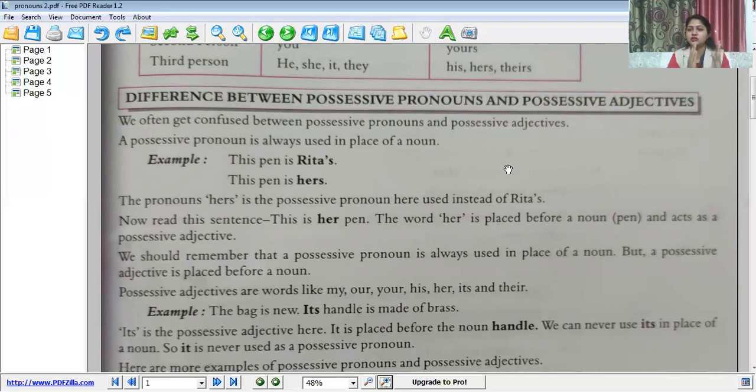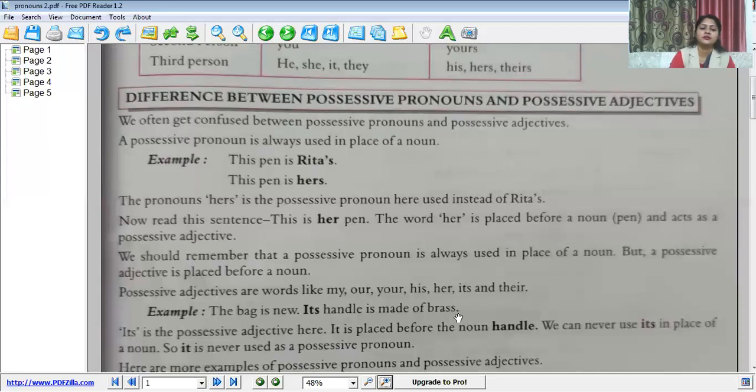Okay, its position has changed. Now let's see this. Possessive adjectives are words like my, our, your, his, her, its, and their. I'll give you an example. The bag is new. Its handle is made of brass. Its is the possessive adjective here. Why? Because it's placed before the noun handle. We can never use its in place of a noun. So it is never used as a possessive pronoun.